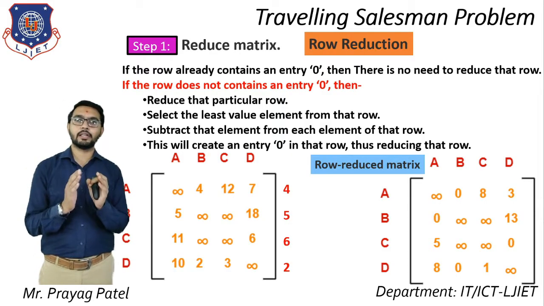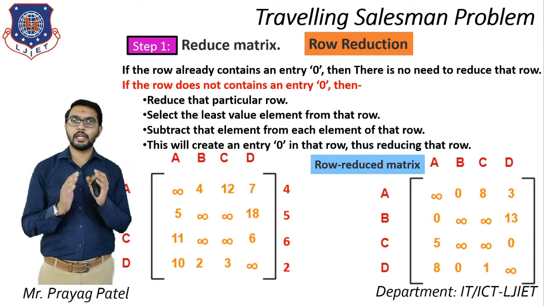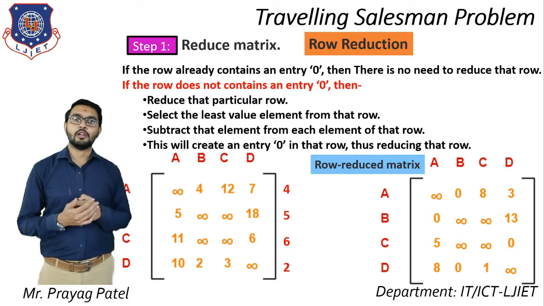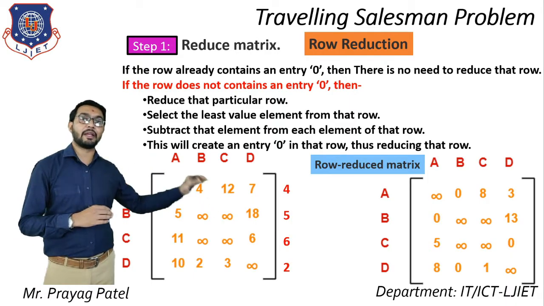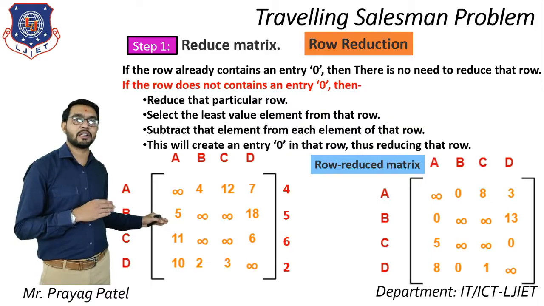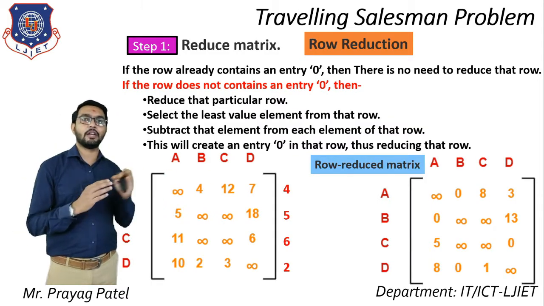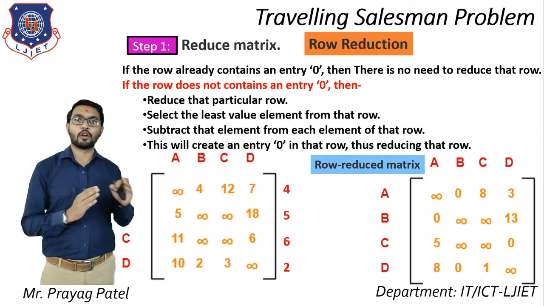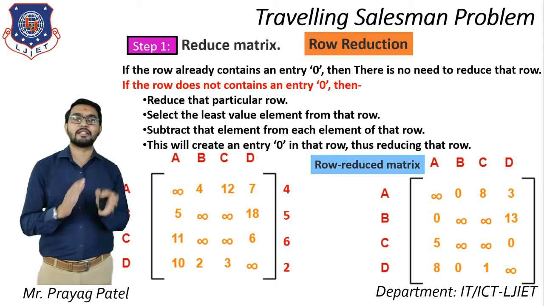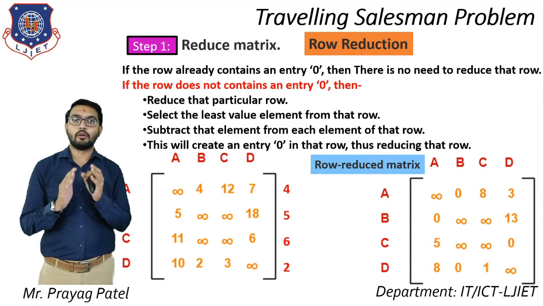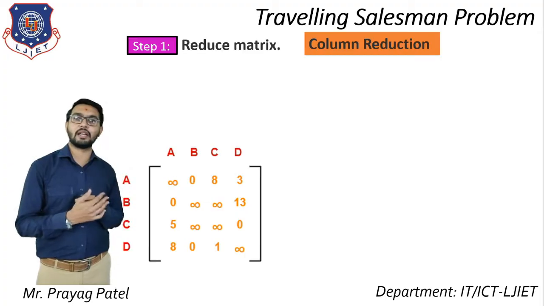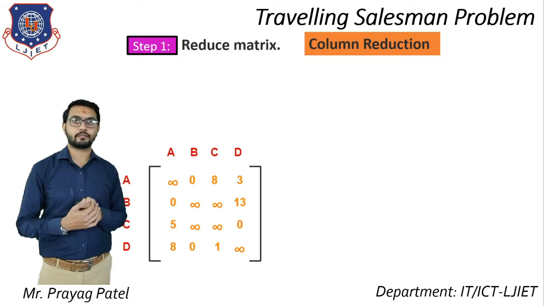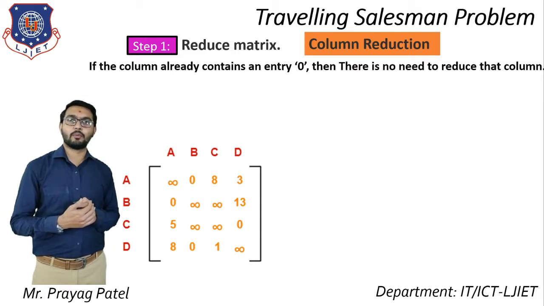Now after the row reduction operation, you perform the column reduction operation on that. For the column reduction operation, you take your resultant matrix. The first matrix is the given matrix. After the row reduction, your matrix is the second matrix. So the second matrix is the input, and on that input we perform the column reduction operation. Now how do we perform column reduction?